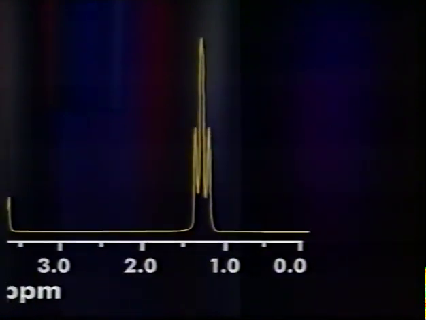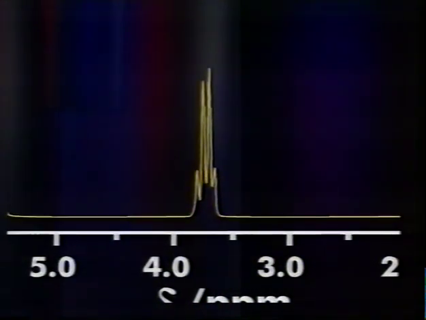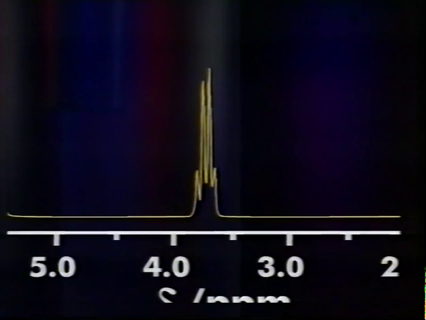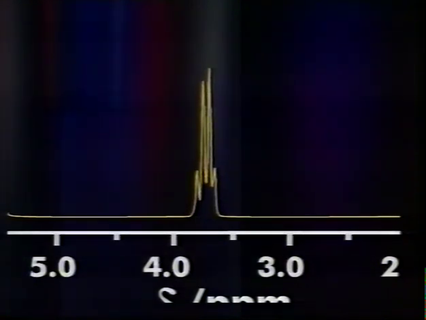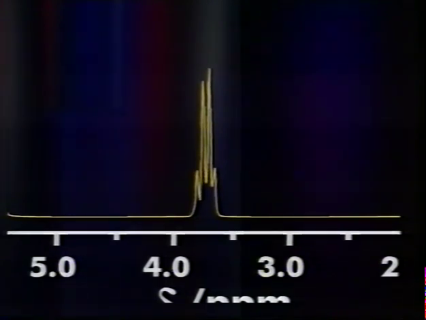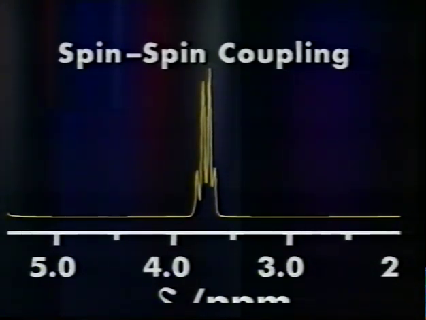The CH3 signal is split into 3 peaks, known as a triplet, and the CH2 signal appears as 4 peaks, a quartet. This splitting of the signals results from interactions involving the spins of neighboring protons. The spin of a proton under observation can couple with the spins of adjacent non-equivalent protons. This is known as spin-spin coupling, and its effects help us to determine the relationship of groups within a molecule.